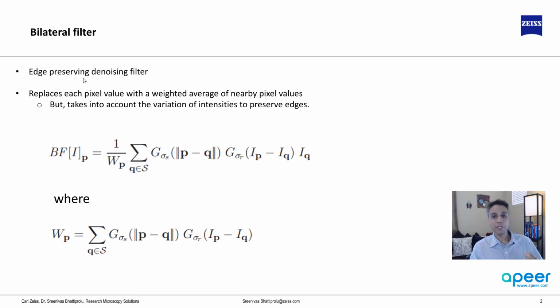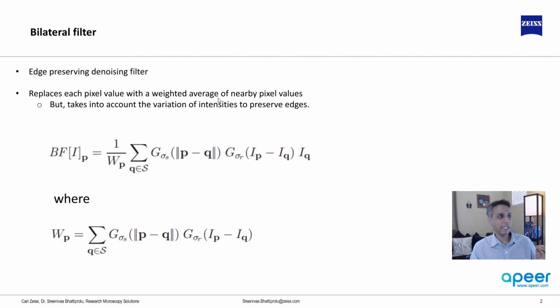It's an edge preserving denoising filter. If you have a lot of edges, this can be a very good example to use. It's much better than Gaussian denoising because it preserves edges. Now, how does it work? It replaces the pixel value at every pixel with a weighted average of the nearby pixel values. So it's a bit like the non-local means filter that we are going to talk about later on.